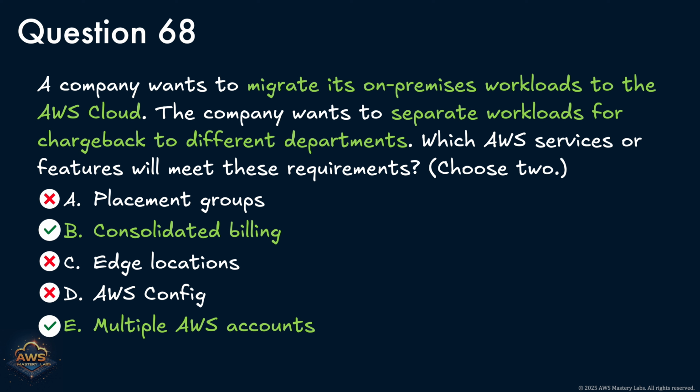Option E, multiple AWS accounts. Using multiple AWS accounts is one of the best practices recommended by AWS for enterprise customers. Each department can have its own account, logically isolating workloads and making it easy to attribute costs, apply service control policies, and even enforce different security postures. When combined with consolidated billing, this forms a powerful model for departmental chargeback. Correct, because it is the perfect solution for separating workloads and aligning billing with departments.